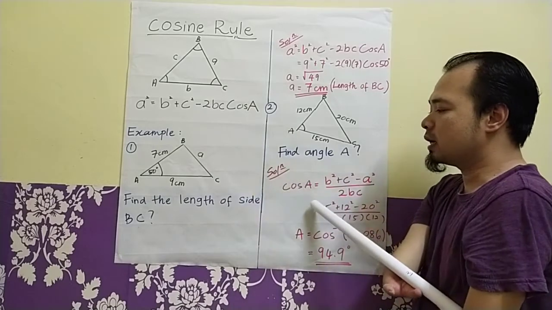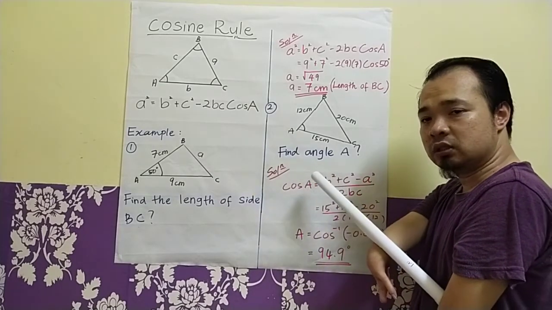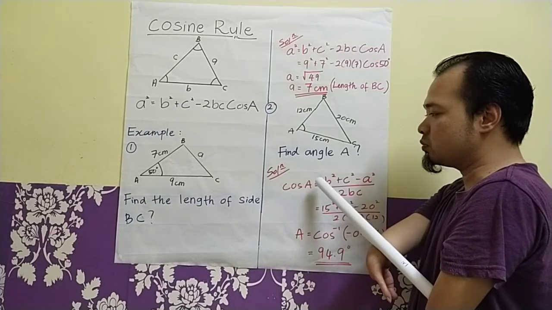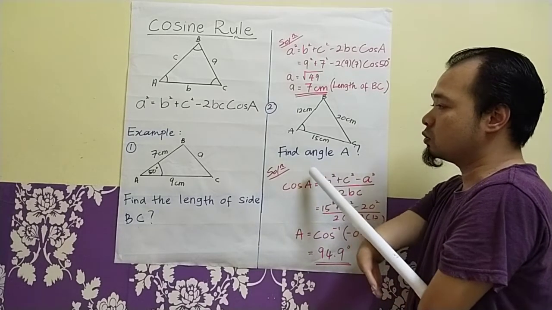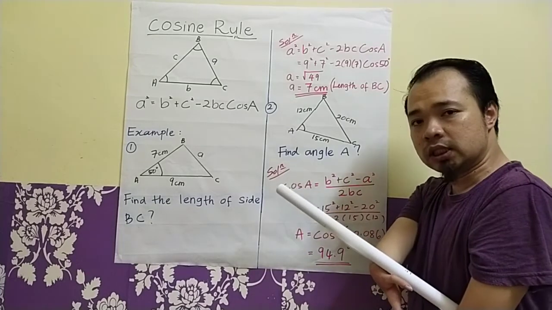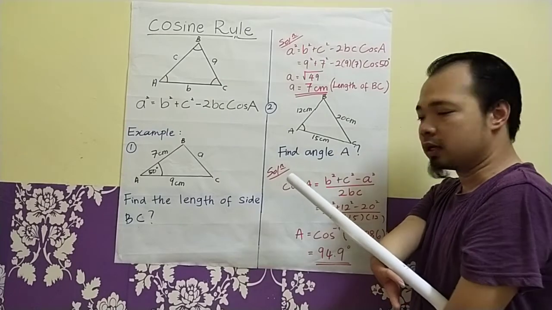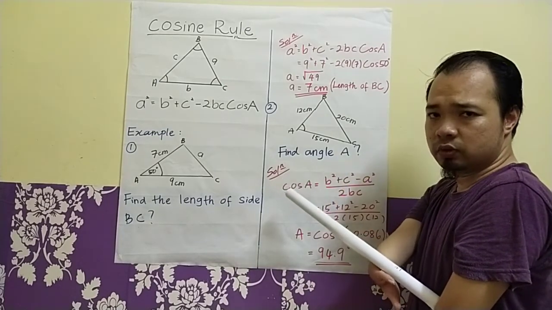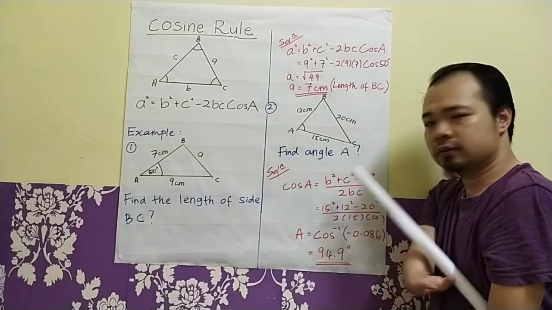Then answer the attachment I give to you together today. The attachment is about the cosine rule exercise. So download the file, and then answer in your exercise book. Do it in your exercise book. Okay, that's all.